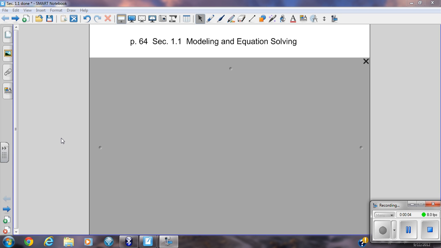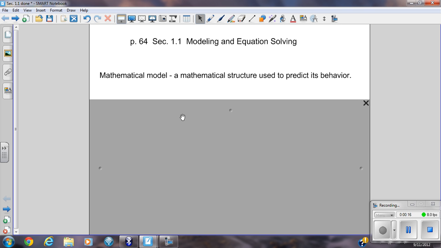This is section 1.1, modeling and equation solving, pre-calculus. This is also found on page 64 in your book. This lesson is primarily about mathematical models, which, as you can see, are a mathematical structure used to predict behavior.